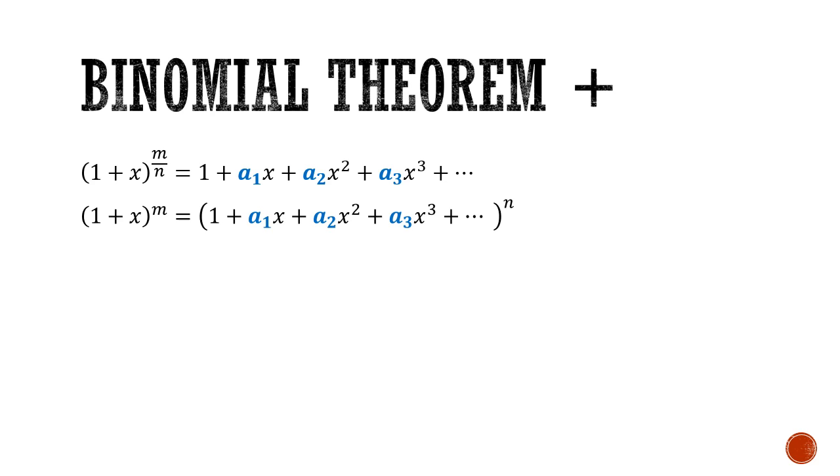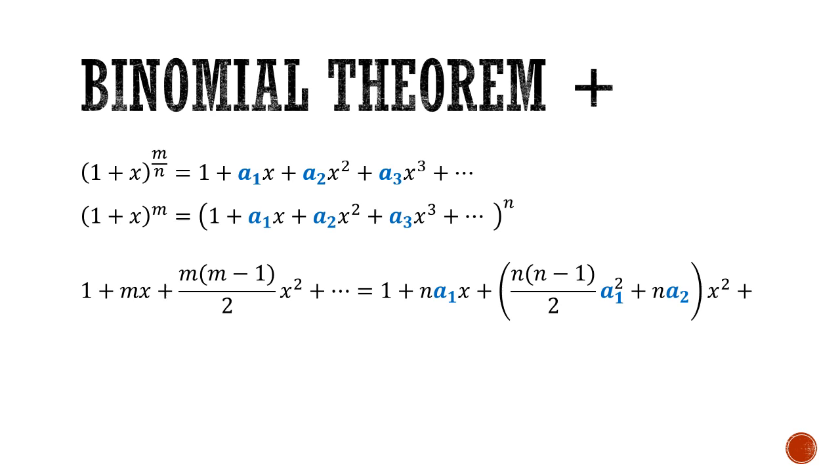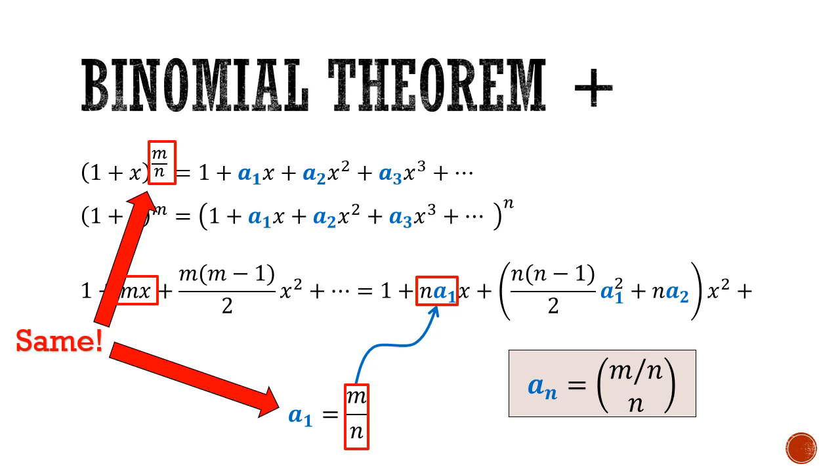And we can generalize this method for any positive fraction m over n. We can just raise both sides to the power n, expand the left-hand side, expand the right-hand side, compare the coefficients for the x terms, and you'll see that the coefficient a1 will be m over n. And that's exactly the power that we started off with. You'll also be able to see that for the nth term, the coefficient an will be m over n choose n. So this works out for the general expansion of binomials for any positive fraction.